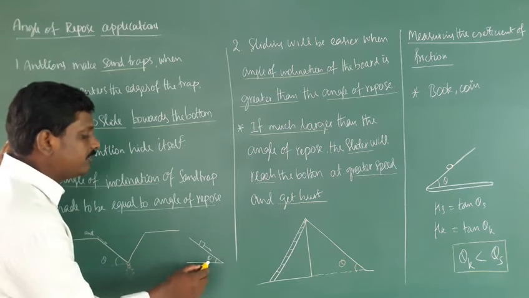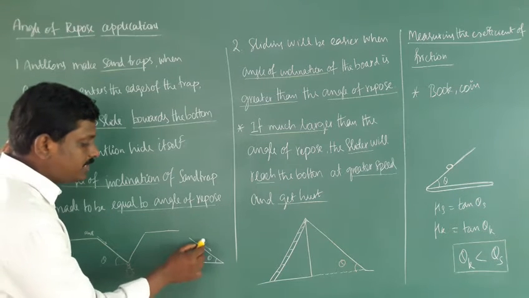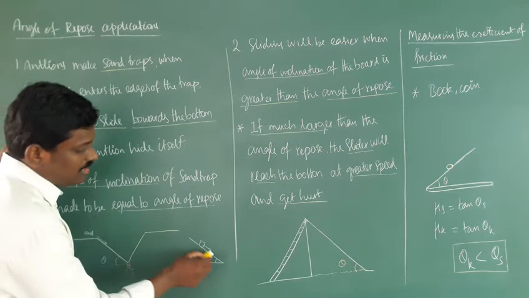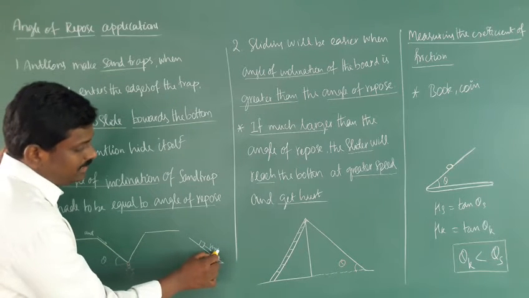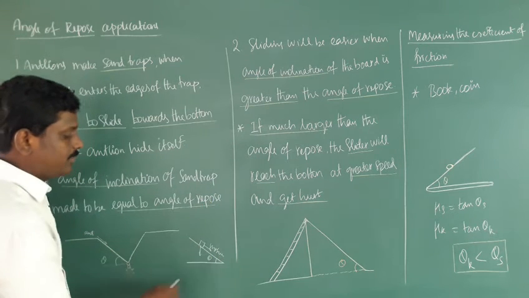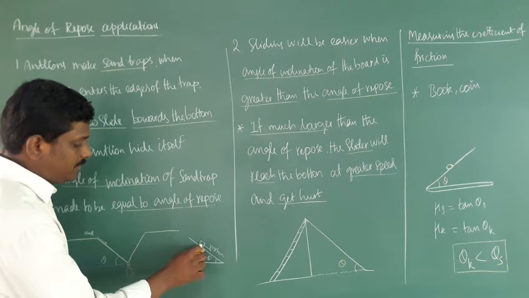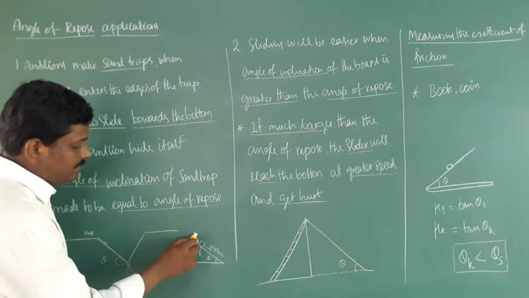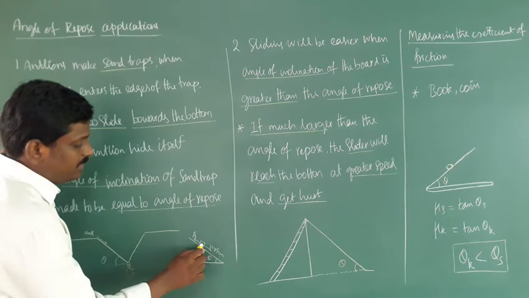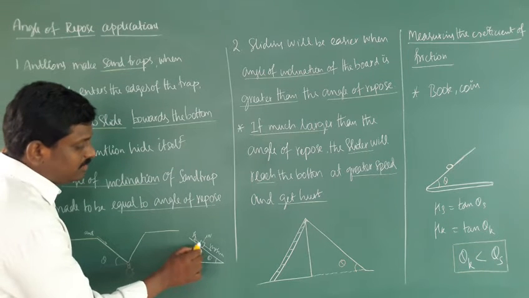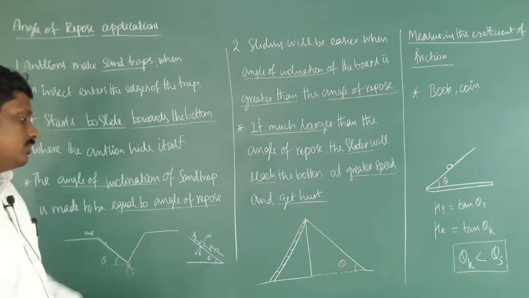If you increase the angle of inclination step by step, at one point the object starts to slide. This is mg sin theta, the parallel component. The perpendicular component is mg cos theta. The frictional force acts in the opposite direction, and again there is the normal force N. At one angle theta, the object starts to slide, and that is the angle of repose.